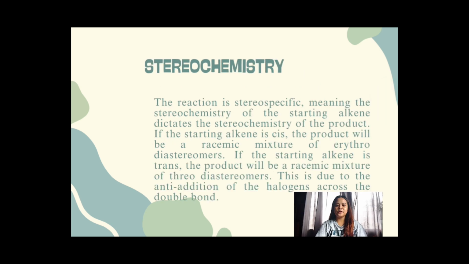The reaction is stereospecific, meaning the stereochemistry of the starting alkene dictates the stereochemistry of the product. If the starting alkene is cis, the product will be a racemic mixture of erythro diastereomers. If the starting alkene is trans, the product will be a racemic mixture of threo diastereomers.